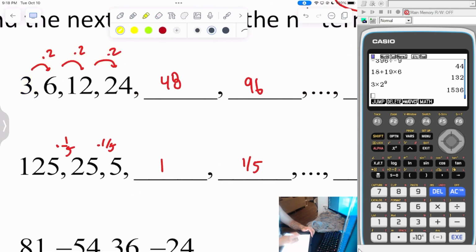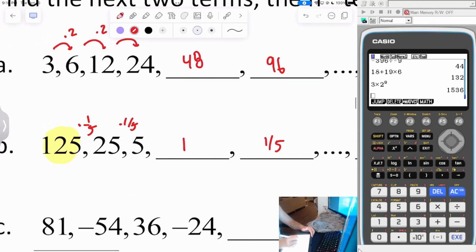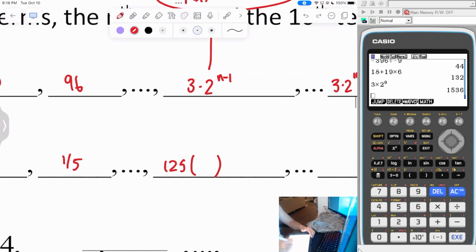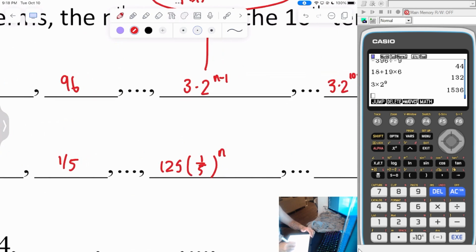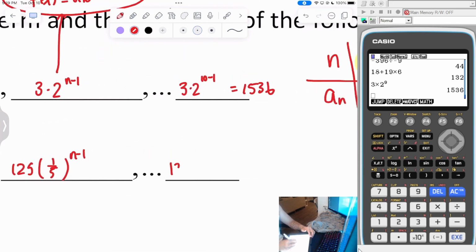I could say that we should have 125, the first term, times the number I was multiplying each time to get from one number in the sequence to the next. So I'll say 1/5 inside the parentheses, all to the power of n minus 1. Now I can go ahead and plug in 10 into n and figure out what the 10th term is.